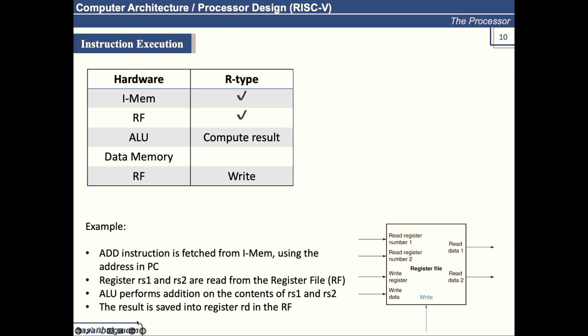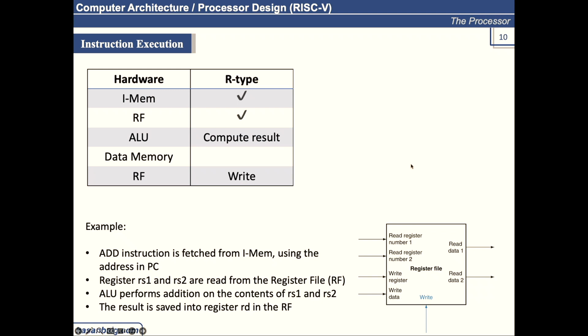Once the instruction is fetched, the registers RS1 and RS2 are read from the register file, which looks like this. From now onwards you will see only this block, as we have already discussed the internal details in the past. After fetching the contents, we perform the addition using the ALU, and the results are returned back to the register file at the specified destination register.